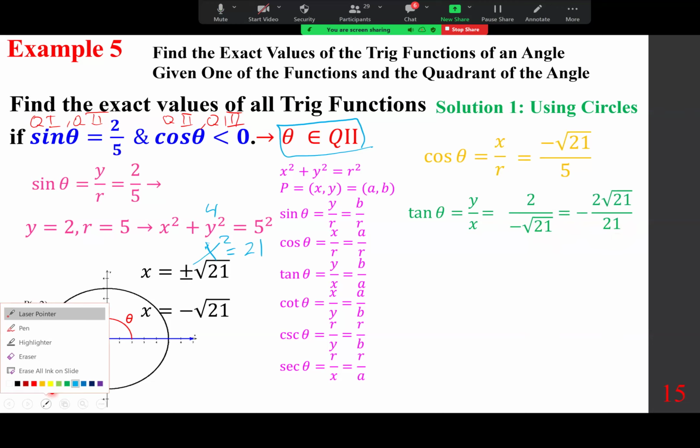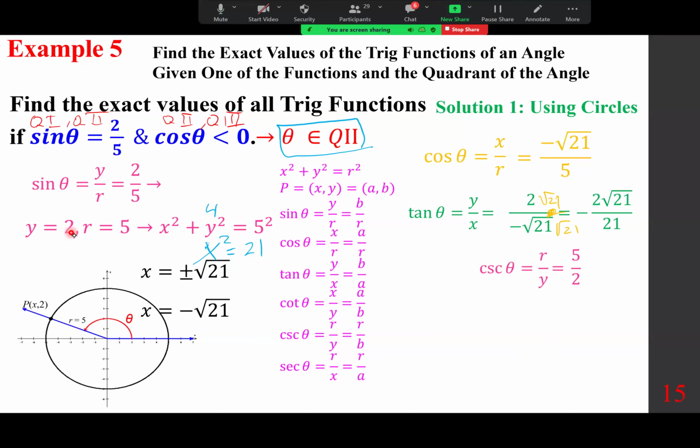Let me just show you. So you multiply the top and the bottom by square root of 21. And this is what you get. Cosecant theta is r, which is 5, over y, which is 2. Okay. Secant theta is r, which is 5, over x, which is minus square root of 21. And again, rationalization.